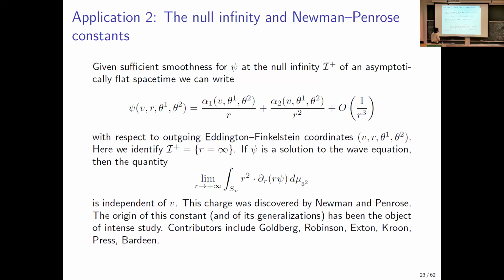This conserved quantity is known as the Newman-Penrose constant at infinity. And again, this is true not just for Minkowski, for any asymptotically flat spacetime. What are examples of asymptotically flat spacetimes? Schwarzschild spacetime, Kerr spacetime, Reissner-Nordström spacetime. All of these spacetimes have a Newman-Penrose constant for the wave equation at infinity.